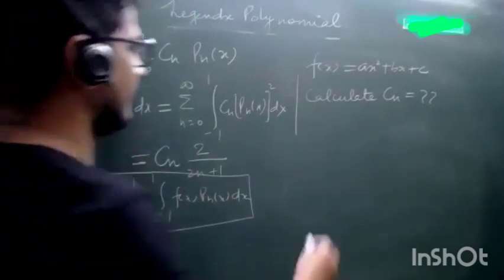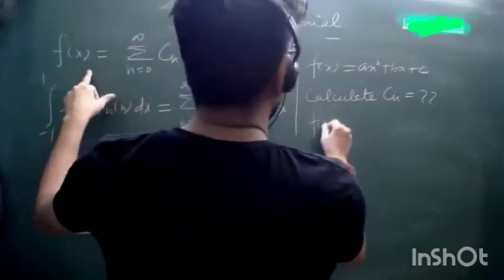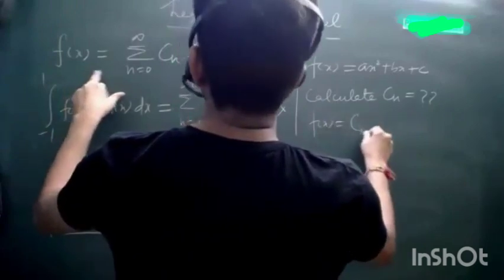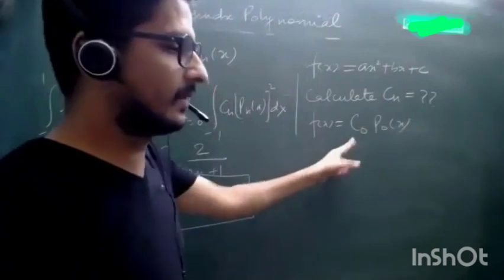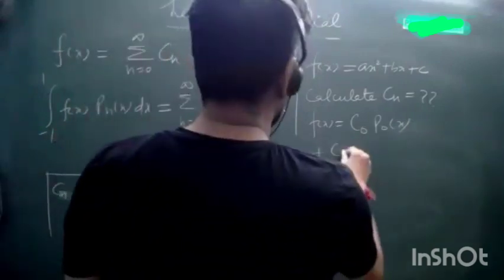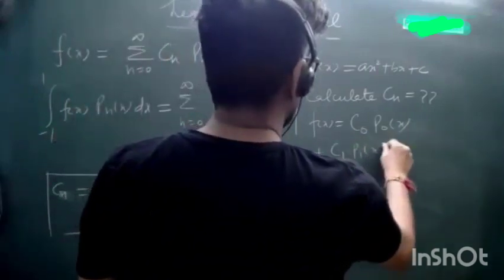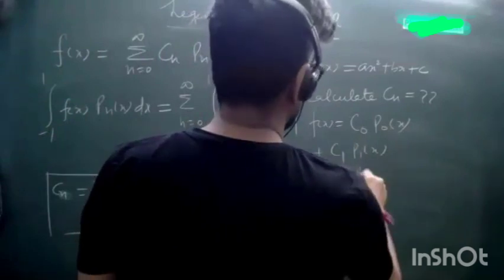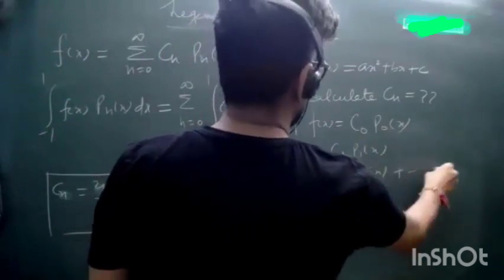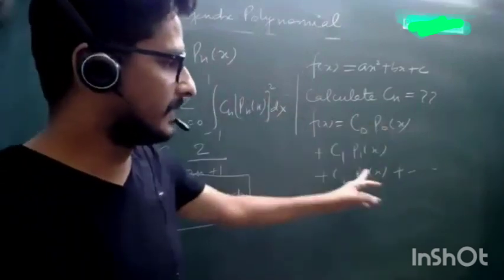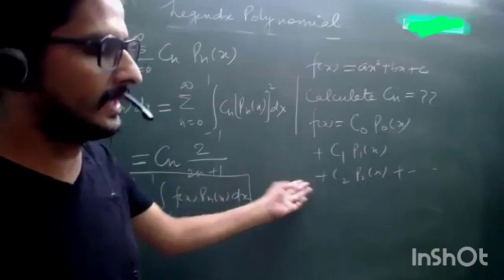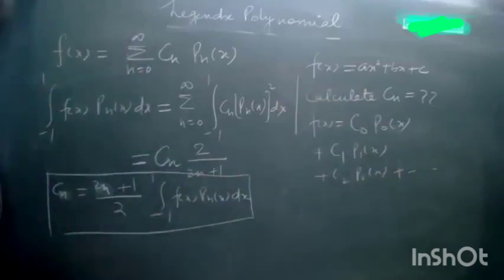See what is the f(x) now. f(x) is what? c0 P0(x). So c0 will be the coefficient of P0 plus c1 P1(x) plus c2 P2(x), like dash dash dash. And you know the three coefficients I calculated for P0, P1, P2, you can calculate it from here and all other coefficients will become 0. Are you able to understand it?